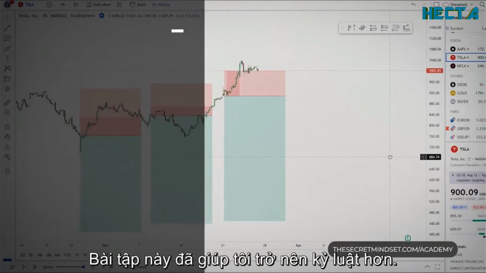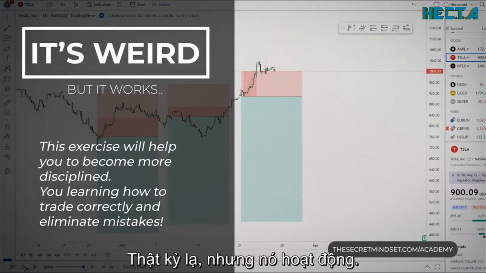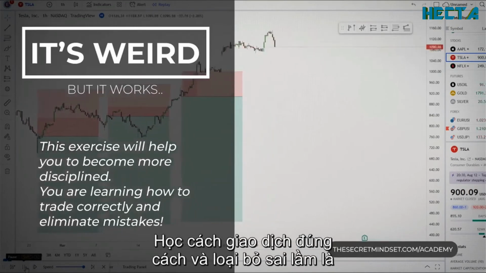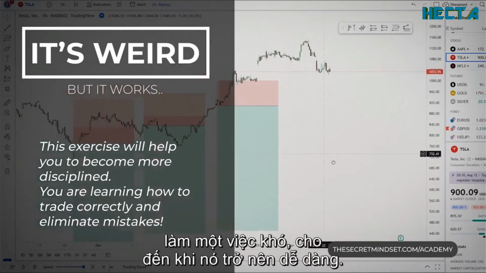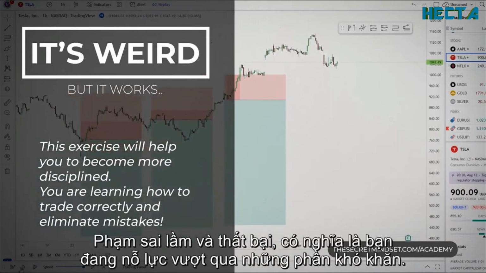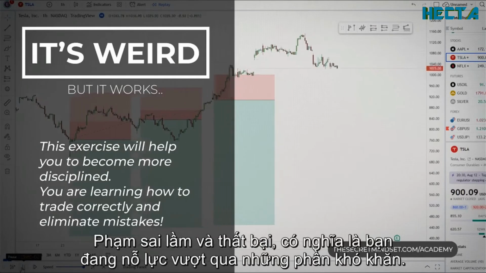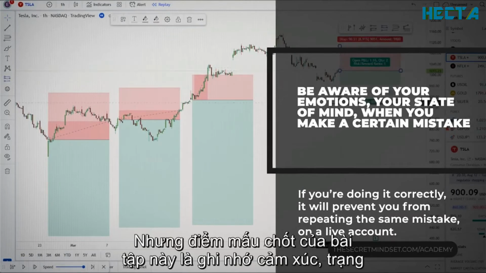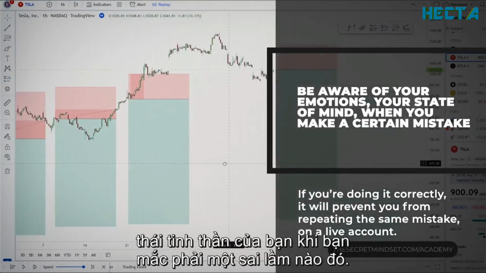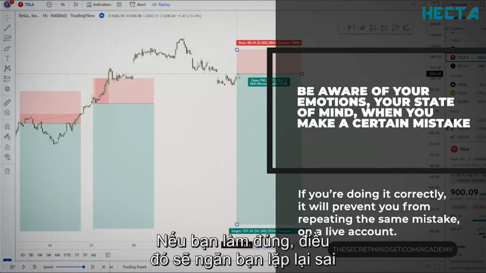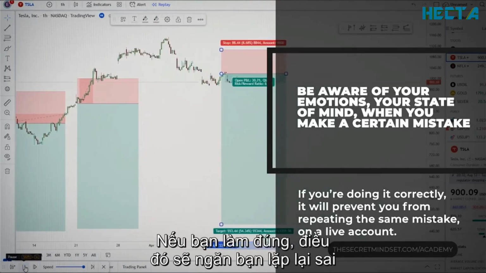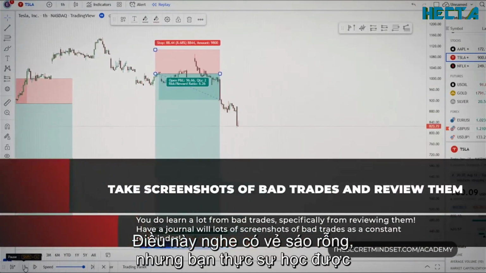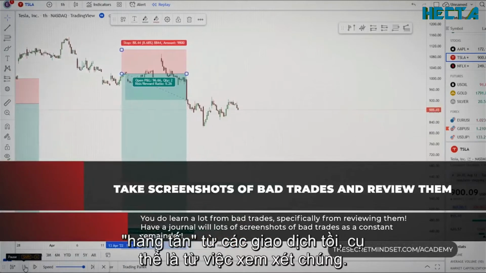This exercise helped me to become more disciplined. It's weird, but it works. Learning how to trade correctly and eliminate mistakes is about doing something that's hard until it becomes easy. Making mistakes and failing means you are working through the hard parts. But the key point of this exercise is to remember your emotions, your state of mind, when you make a certain mistake. If you are doing it correctly, it will prevent you from repeating the same mistake on a live account. This sounds like a cliché, but you actually learn a ton from bad trades, specifically from reviewing them.